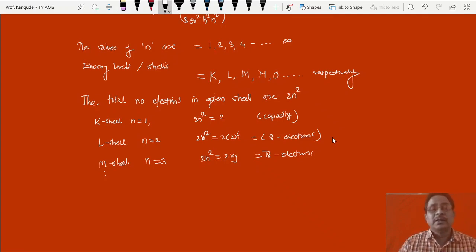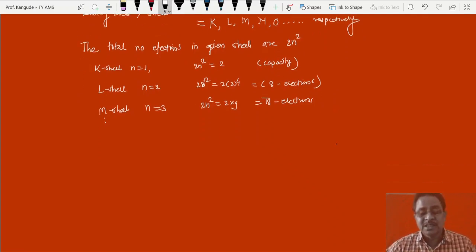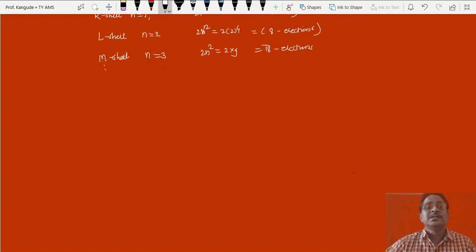This is the description related to the principal quantum number: the number of shells, the symbols used, the occupancy, etc. These are the things we will be requiring next when we go for different types of 1 electron system, 2 electron system, and so on.